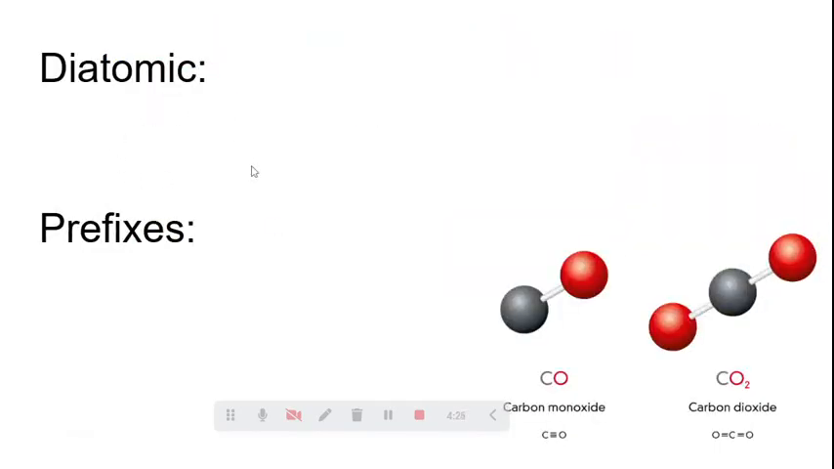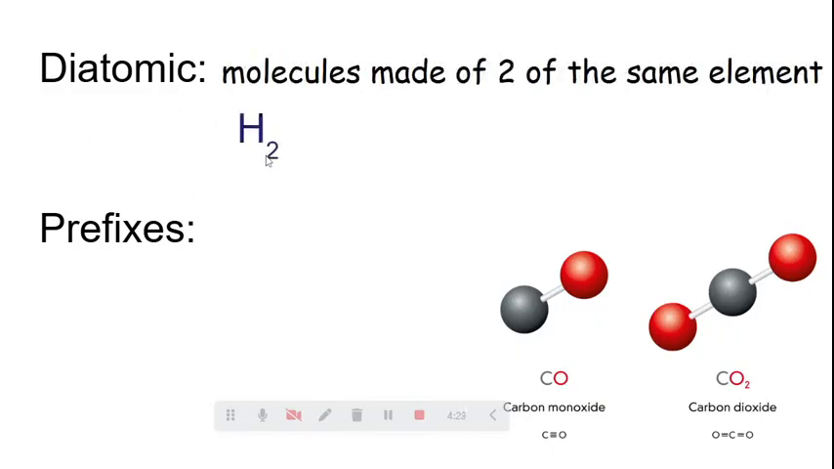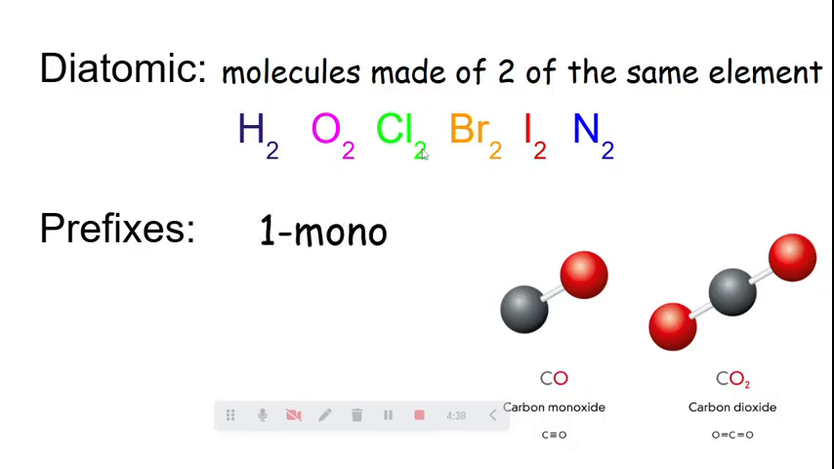Now, you might see or hear me talk about diatomic. What diatomic means is it's just 2 of the same element. Well, there's 2 hydrogens, there's 2 oxygens, 2 chlorines. You get the idea, right? There's 2 of those.